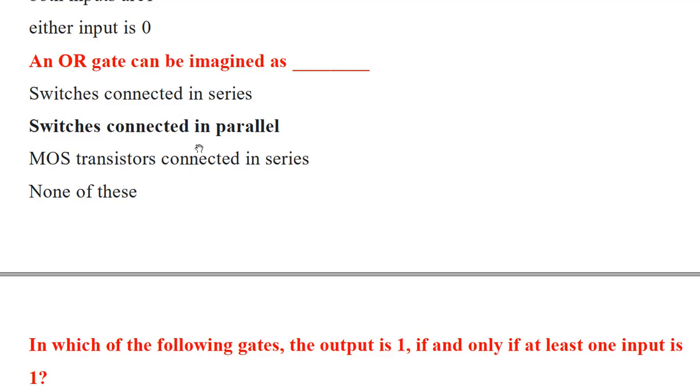Now one thing you have observed: if any of the inputs is 1, then the output is 1. So for an OR gate, for the output to be high, at least one input should be high. At least means a minimum of one input should be high. For the 0 1, 1 0 and 1 1 cases, at least one input is high. So if any one input is high, then the output is high. For a parallel kind of combination, the same thing works.